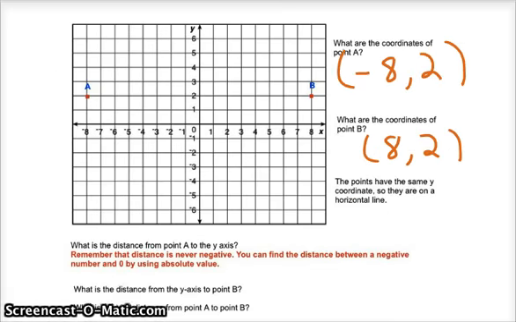Okay, in this example, we have point A in the second quadrant, and its coordinates are negative 8, 2. Point B is in the first quadrant. Its coordinates are positive 8, 2. They have the same y coordinates, so they form a horizontal line. Okay. Now, what is the distance between point A and point B? This one's a little trickier.